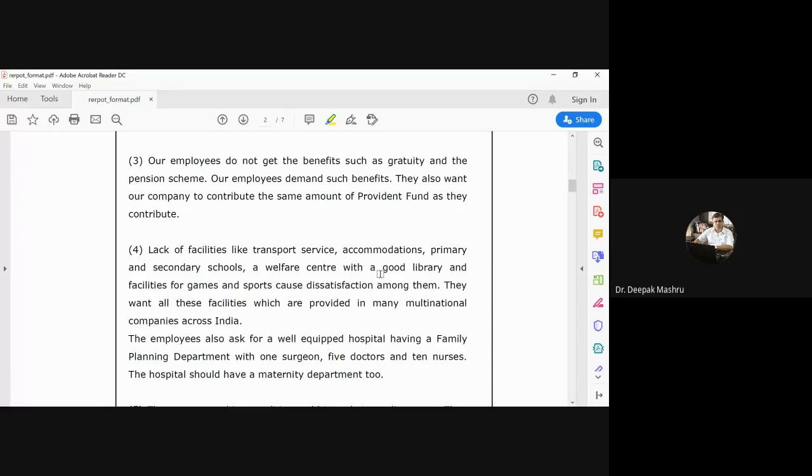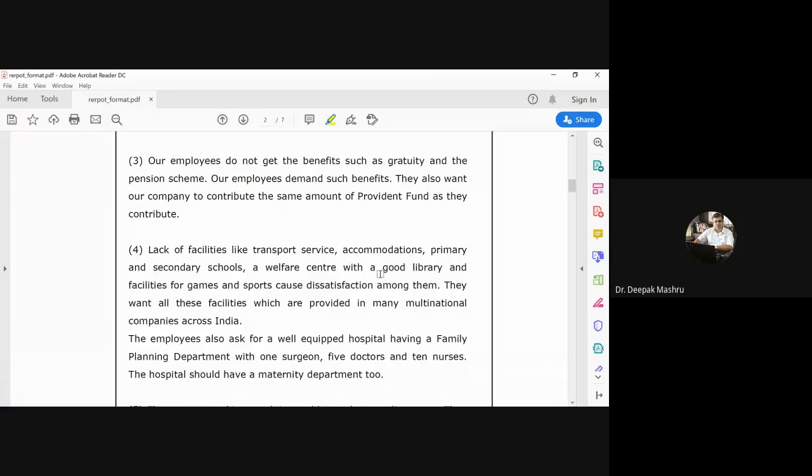Fine. They demand such kind of benefits. Gratuity is something you get after working in a company for 5 years, when you are relieved from the company: you get a certain amount as a royalty bonus. Pension is something you get after retirement as your salary, right? A certain percent of your salary you get every month after working in the company.